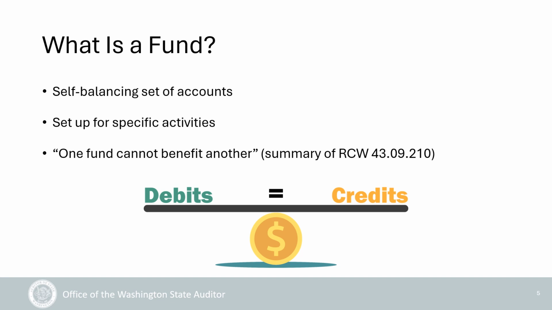RCW 43.09.210 states that each entity should be accounted for separately and all services rendered should be for the full amount of the service. What does all this mean for our accounting systems?